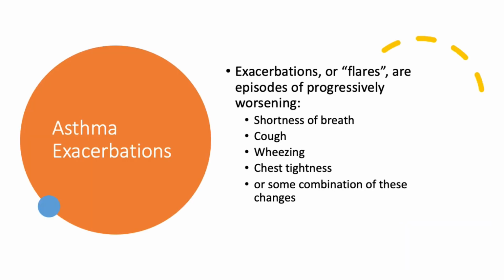An asthma exacerbation is basically just a flare of these symptoms. Signs and symptoms that are associated with asthma exacerbations include shortness of breath, cough, wheezing, chest tightness, or any combination of these. In fact, if the exacerbation is severe enough, the patient may not be moving enough air to create wheezing. So just because a patient isn't wheezing doesn't mean they're not having an asthma exacerbation.